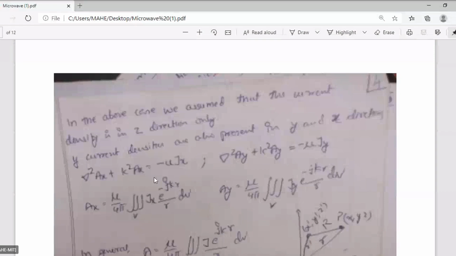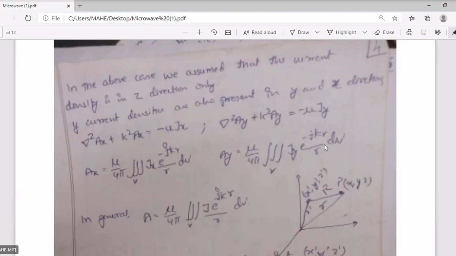So Ax will be of this form, the solution of Ax. On similar lines, Ax is equal to this, and Ay is equal to this, the solution of Ay. In general, if you want a general solution, vectorially add the individual components. Here J is equal to ax Jx plus ay Jy plus az Jz, like that.